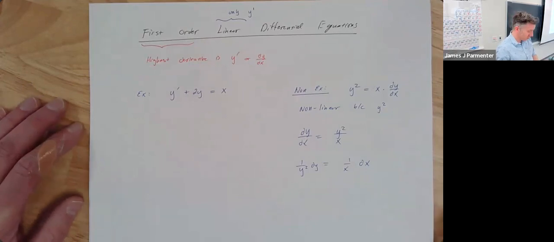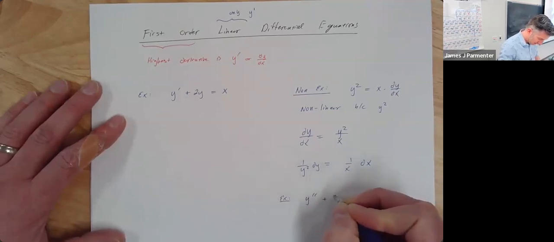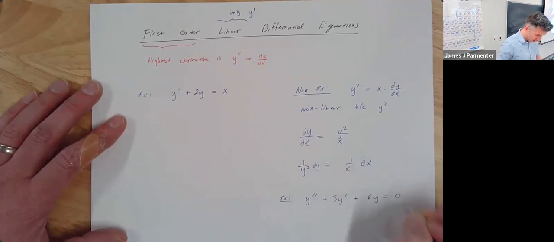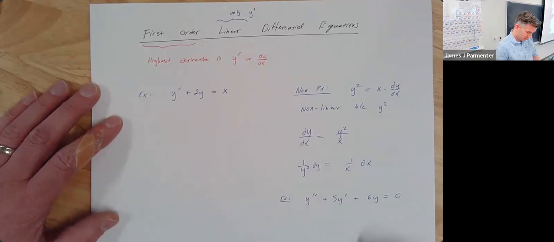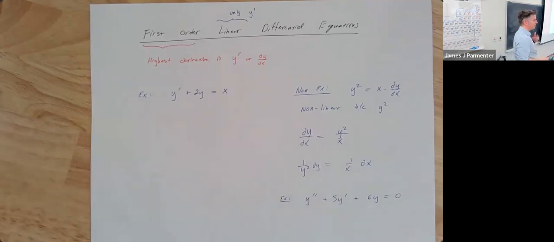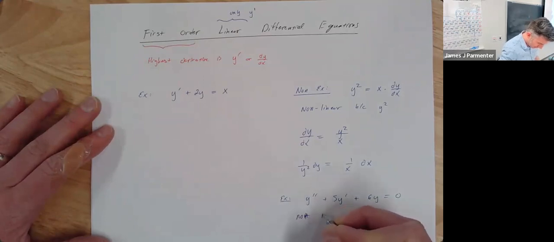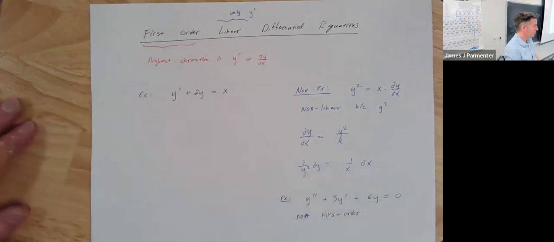The other way we could be not first order linear is if we had higher derivatives. For example, y double prime plus 5y prime plus 6y equal to 0. Is it linear? Yeah, it's linear. Saying linear is kind of weird, but specifically we're talking about the function y. As far as y is concerned, there's only a y to the first. There's no y squared, no cube root of y, no cosine of y, and it's not multiplied by anything else. So it's linear in y, even though it feels strange to say that. But it's not first order. It's a second order differential equation.